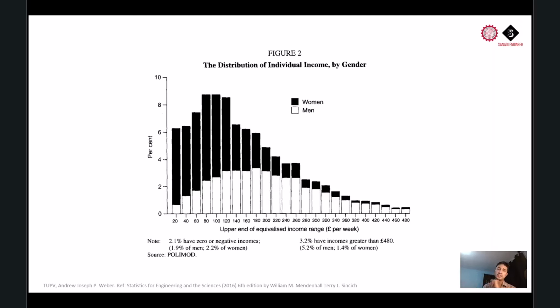The second observation is the percentage, meaning the frequency. The frequency for women, especially at the lower end, is two or more times greater than the percentage of men in the lower part of the distribution. And the third observation here is that the average individual income of women is less than the average income of men.